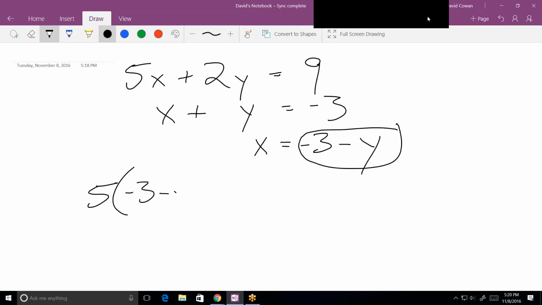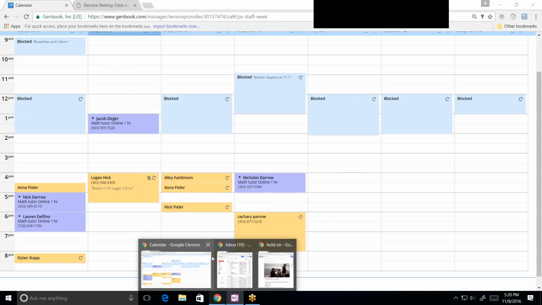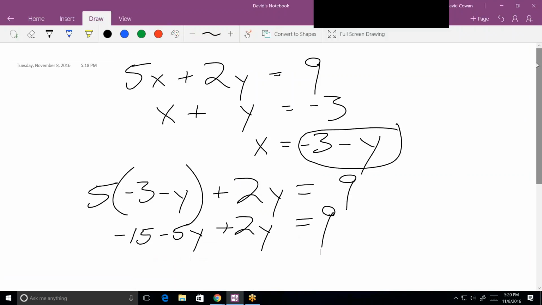5, and then in parentheses, negative 3 minus y, plus 2y equals 9. Okay. What now? Negative 15 minus 5y plus 2y equals 9. And what else? And then it's going to be negative 20, sorry.